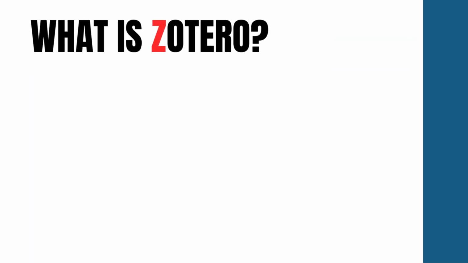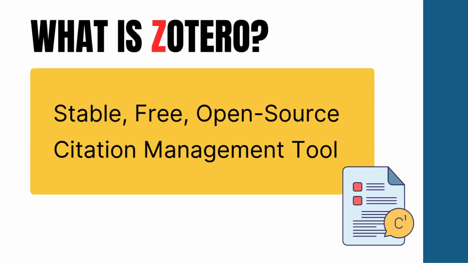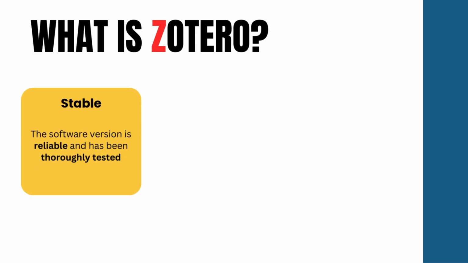Let's begin first by talking about what Zotero is. Zotero is a stable, free, and open source citation management tool. Let's break this down. When we say stable, what I mean is the version of the software that we will be using has been thoroughly tested. It's reliable for public use. Zotero has been around since 2009, and it's been widely used and adopted around the world by many academic and research institutions.